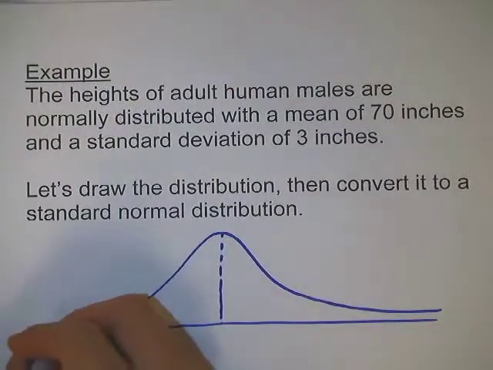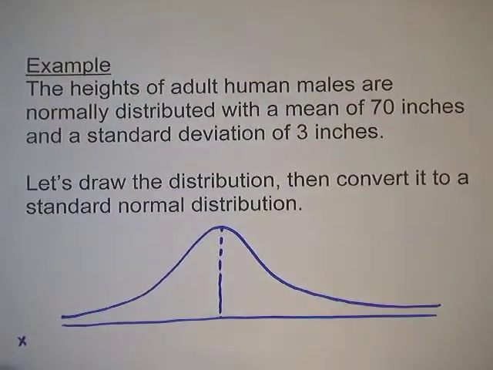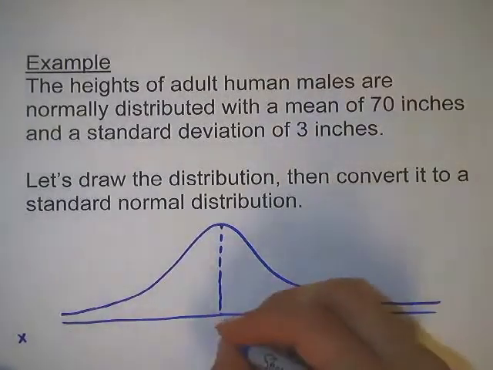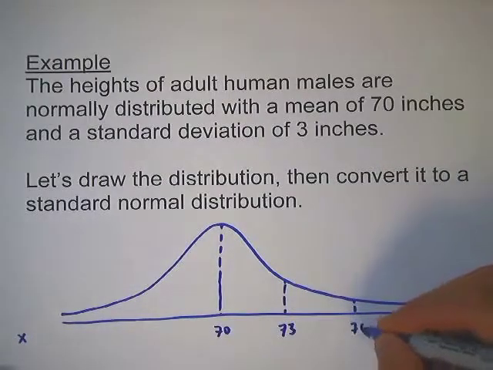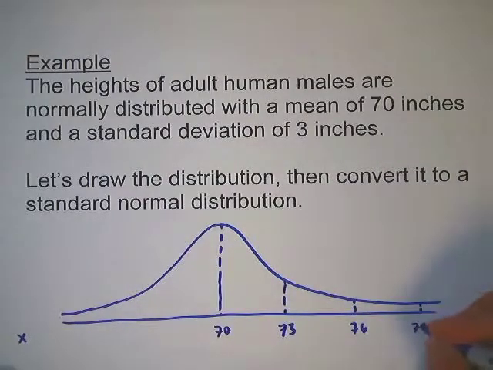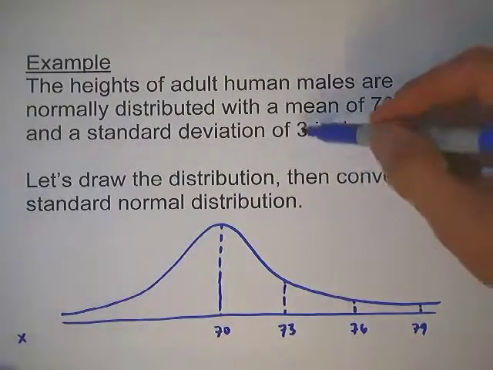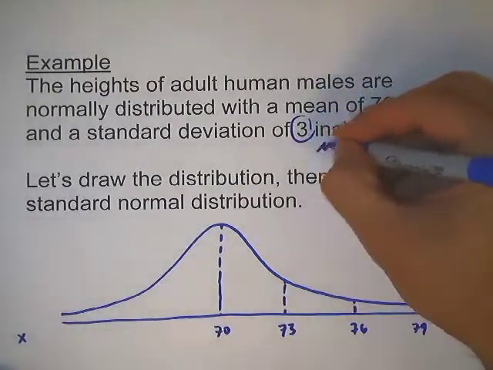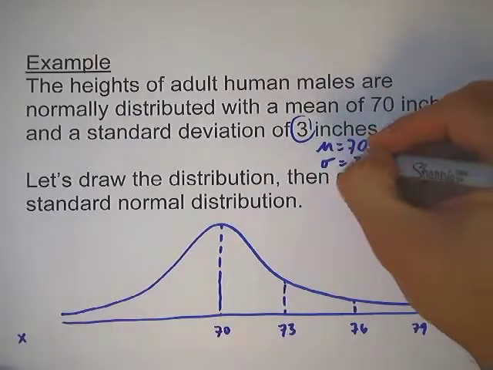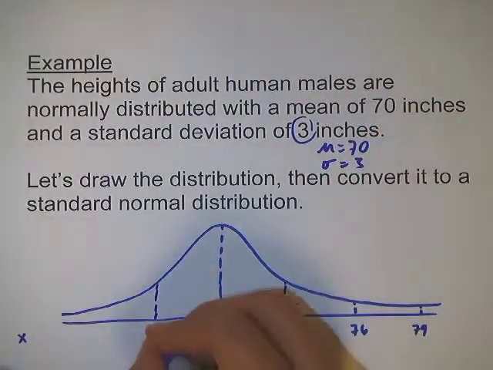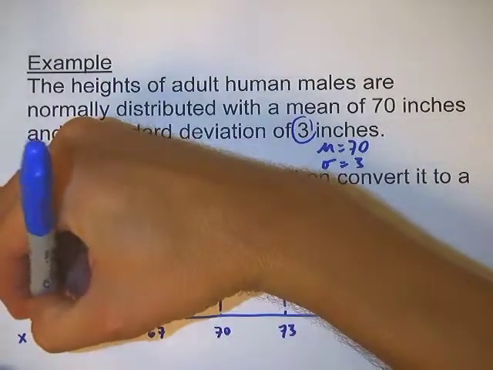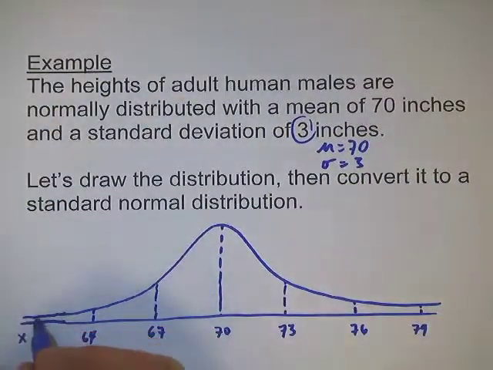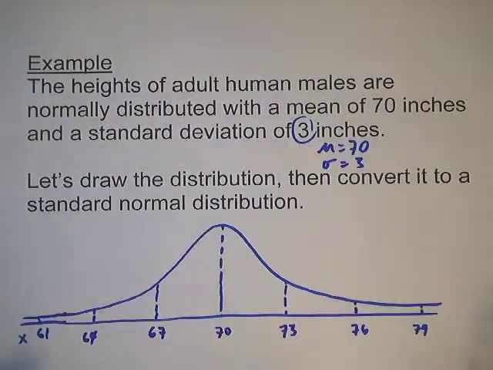I'm going to call this axis the x-axis. X is going to represent my height data, so it's centered at 70. One standard deviation above would be 73. Two standard deviations above the mean would be 76, and 3 above would be 79, just adding that 3 each time, since sigma was 3. Now let's go below the mean. This would be 67, 64, and I'll just extend it so it goes to 61. So that right there is a normal distribution.